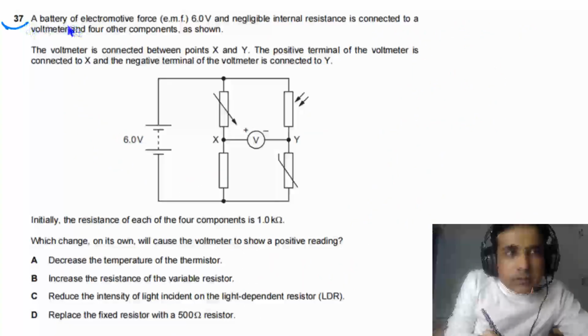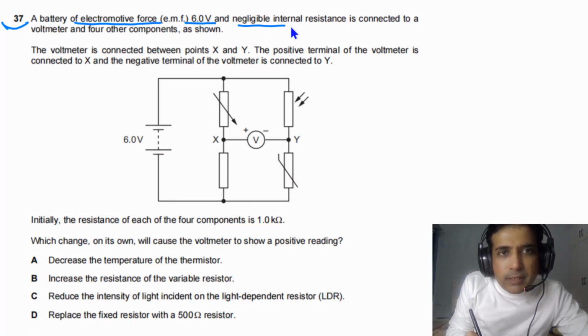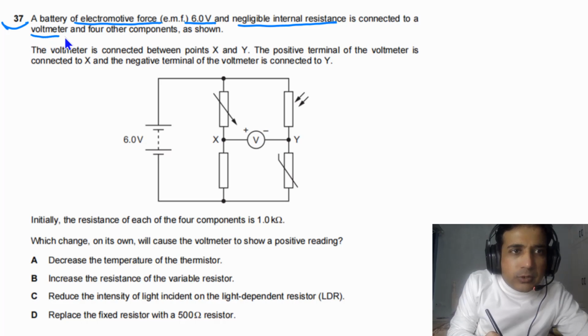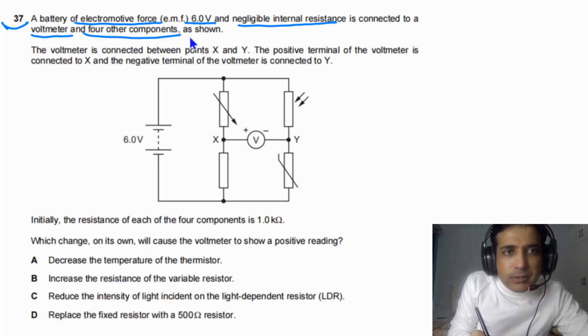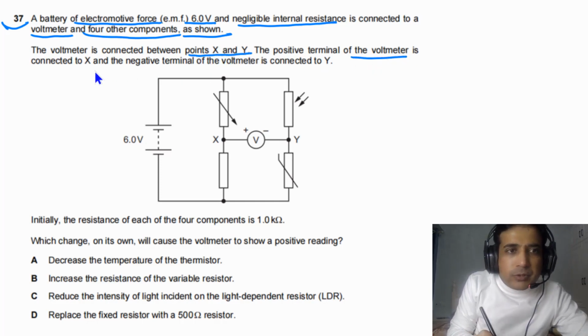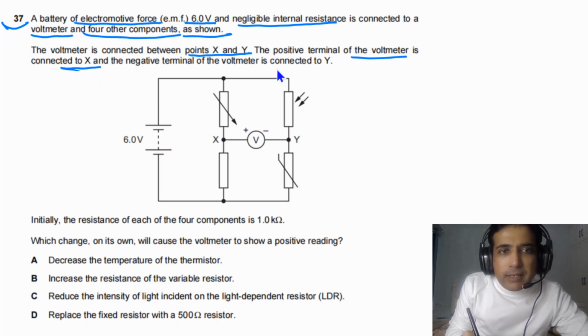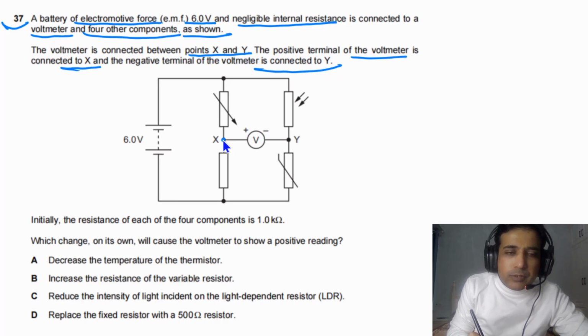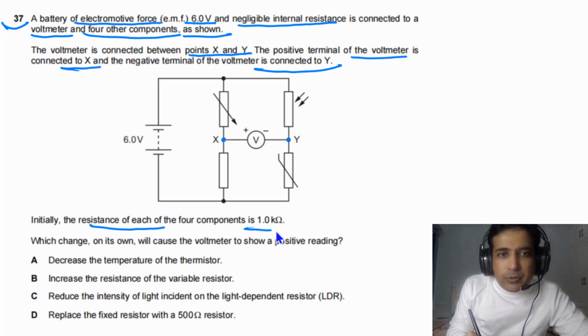For question number 37, it is given to us a battery of electromotive force 6.0 volts and negligible internal resistance is connected to a voltmeter and 4 other components as shown in the figure. The voltmeter is connected between points X and Y. The positive terminal of the voltmeter is connected to X and the negative terminal is connected to Y. As you can see here, positive is connected to X and negative is connected to Y. It is also given to us that initially the resistance of each of the 4 components is 1.0 kilo ohms.